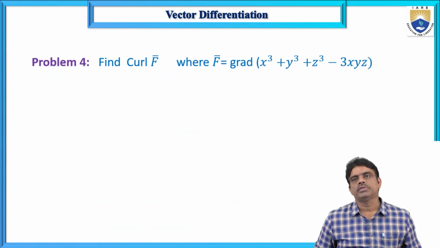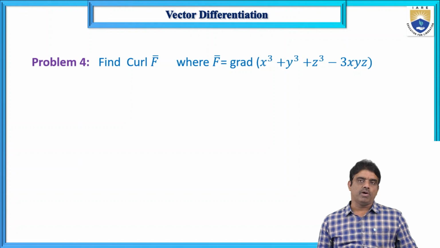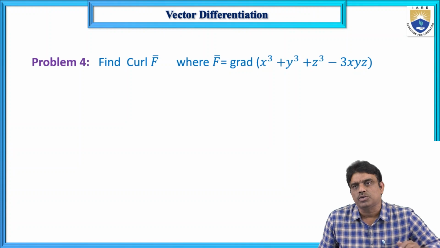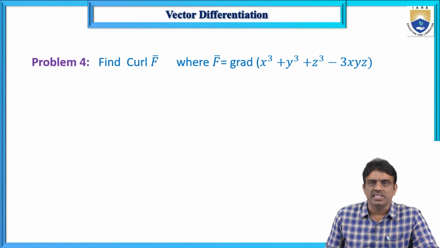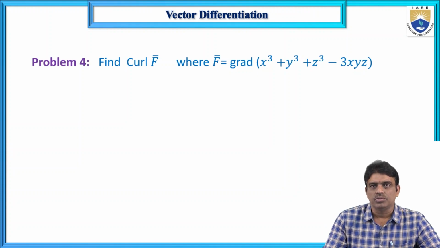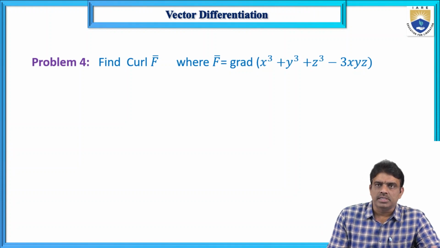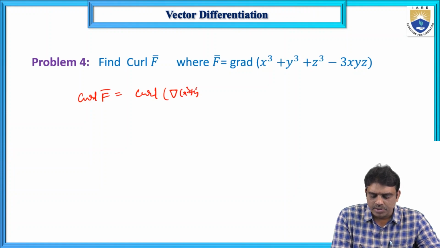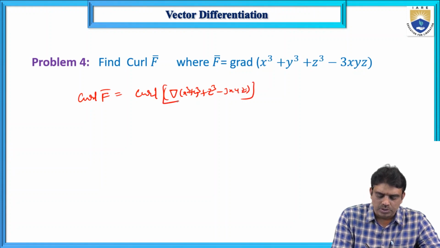So this we can show with one example. Curl f bar, where f bar is equal to the gradient of x cube plus y cube plus z cube minus 3xyz. If it is a simple 1 mark question, then you can put directly curl grad phi is equal to 0. But now I want to show that it is also 0. Curl f bar means curl of grad of the function x cube plus y cube plus z cube minus 3xyz. I want to prove this also.